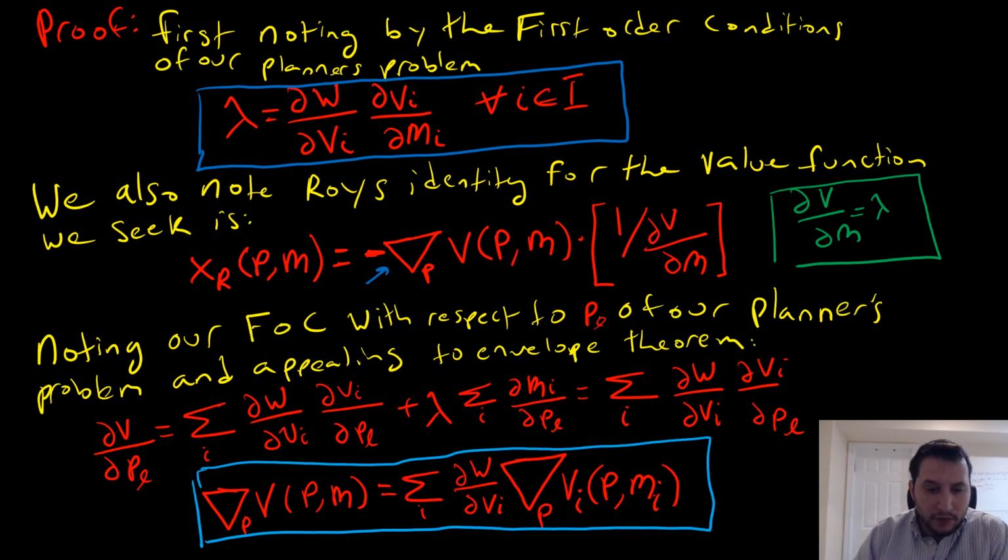Noting our first order condition with respect to P_l, the price of some particular good, in our planner's problem, and appealing to the envelope theorem, it's not the one where only direct effects matter, but the second envelope theorem, where we can use our Lagrangian to analyze changes in our problem directly. So this here is going to be fine, and we get this result down here, keeping things in a quasi-vector notation with also a summation term.